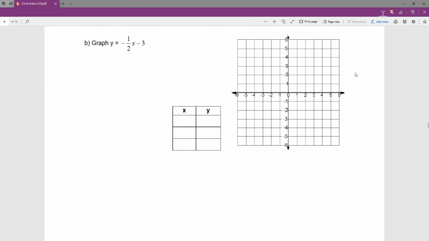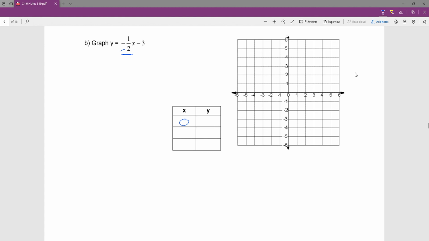B at the top of page 9 has an equation for us, a linear equation. It's already solved for y, which is great because then I don't have to do all that work. I get to then choose the values of x. Now, when I see that I have a coefficient in front of my x, that's when I have to remember that I can make my life easy. 0 is always going to be an easy choice.